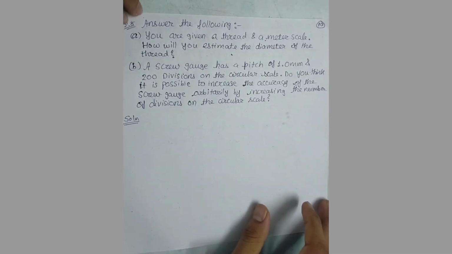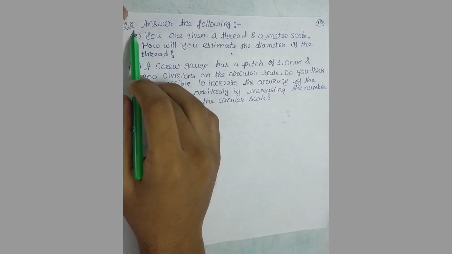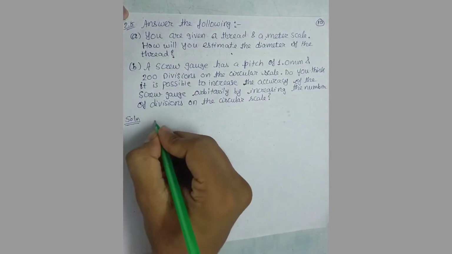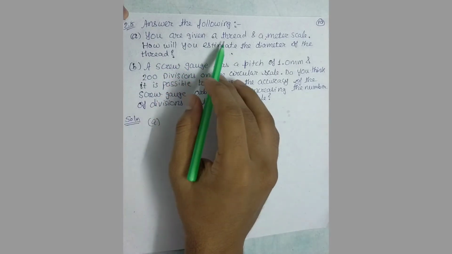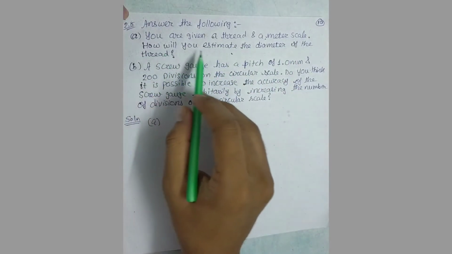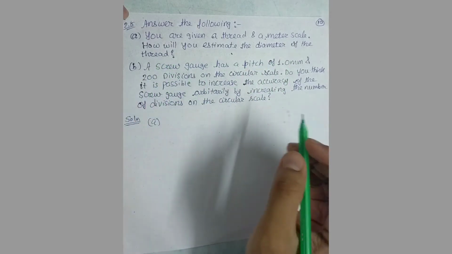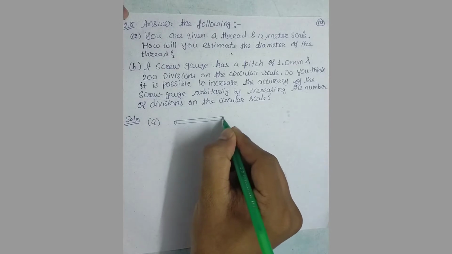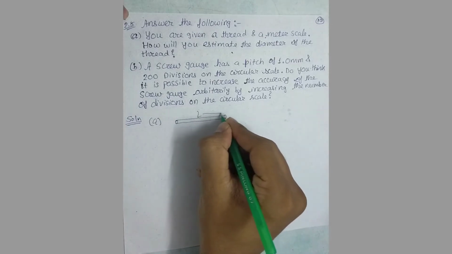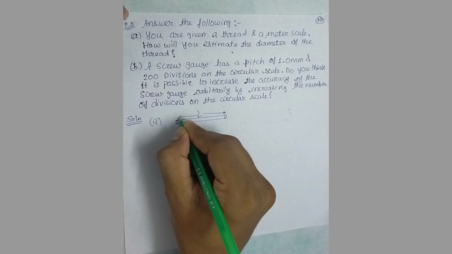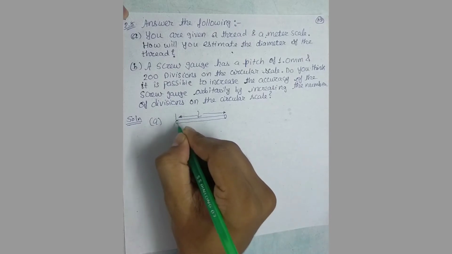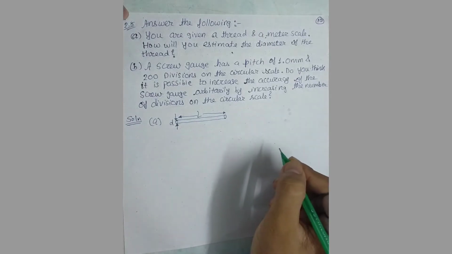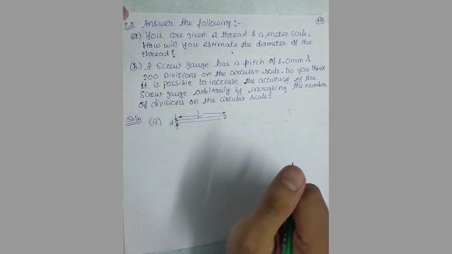Hello again. Let us discuss question number 2.8 of Chapter 2, Units and Measurements. The first part of the question is: you are given a thread and a meter scale. How will you estimate the diameter of the thread? Let us say this is a long thread of a particular length, capital L, having a diameter of small d.